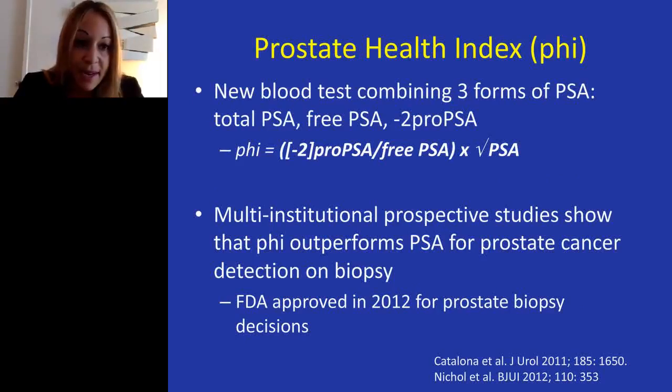Another test that's been studied in active surveillance is a new marker test, a new blood test called the Prostate Health Index, or PHI. This is basically just like a new and improved version of the PSA test. It actually includes the PSA test and two other subforms of PSA called free and pro PSA. PHI has been extensively studied in the initial detection setting. So for men who are considering a prostate biopsy, the Prostate Health Index is better than PSA. It actually does a better job predicting who will have significant prostate cancer on biopsy. And it was FDA approved in 2012 for that particular decision point.